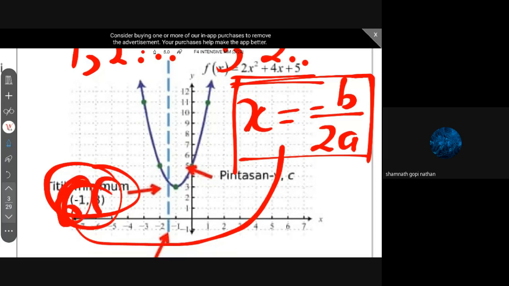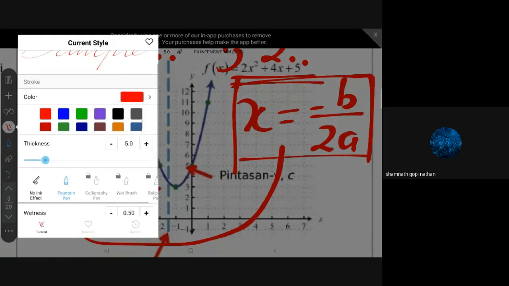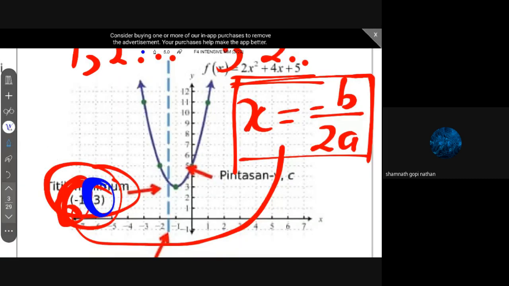But how to find the Y coordinate, guys? Macam mana nak cari coordinate yang ni? Wait, I use different color. How to find the Y coordinate of minimum point? Anyone know? This point, number 3. Macam mana nak cari 3 ni? How to find the number 3? Yes, very good. Always sub back into your original equation. If X is negative 1, sub back inside your X over here. Then you can get your answer for Y. Okay? So this is how we find out the values.